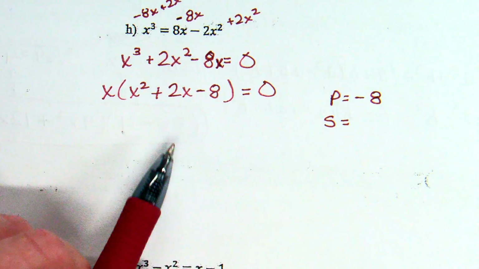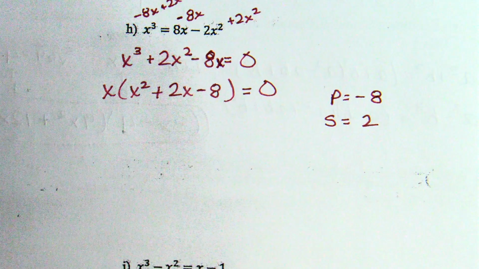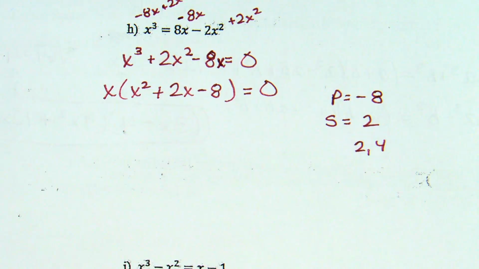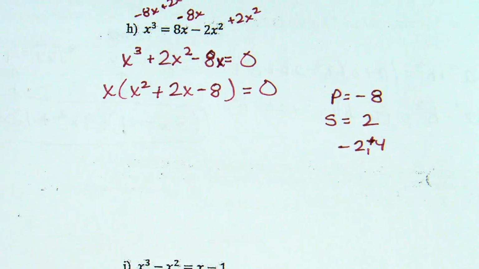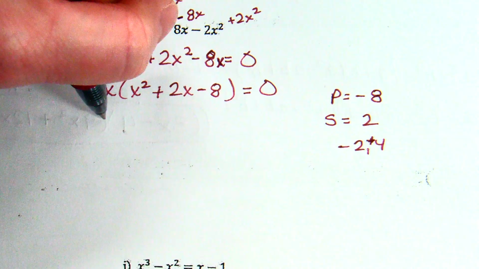Sum. What's the sum I need? 2. What multiplies to be negative 8 and adds to be 2? It's a combo of 2 and 4. If it multiplies to be negative, I know I need a positive and a negative. If it adds to be positive, what's that tell me? Yeah. Bigger number is positive, so negative 2 plus 4. What do I do with that negative 2 and plus 4? Put them in parentheses. Now, what about this x out front? Carry it down. Do not lose it, because that represents an answer, guys.